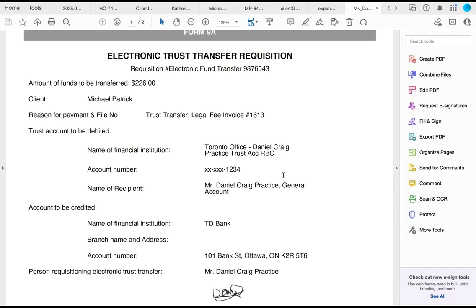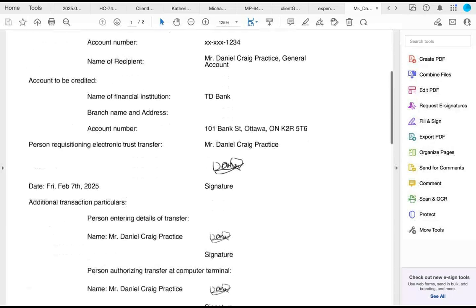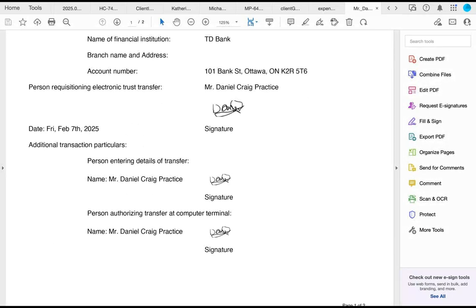Any time you take money out of trust electronically, let's put it that way, if you're in Ontario, you need to submit this particular form called Form 9A with all the particulars, client details, amount, the reason, whether it was any disbursement or whether it was for your legal fee, which account was it debited from, which account was it credited to, and the reference numbers, and of course with all your signature and additional information.